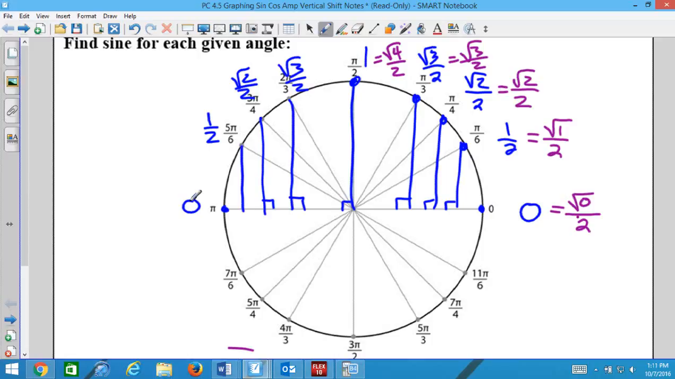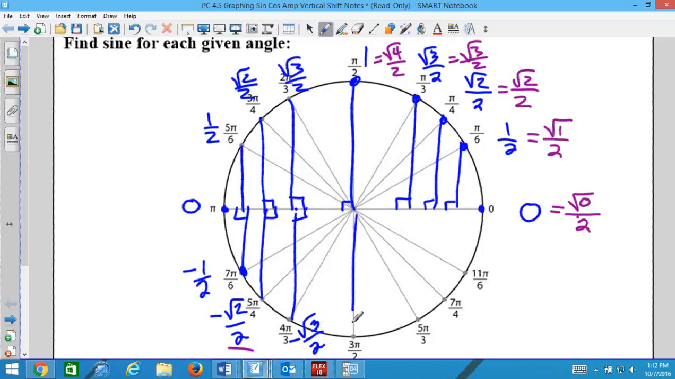After 180 degrees, after pi, 7 pi over 6, the next one down, my y value is negative 1/2. It's a 30-degree reference angle, and it is in the third quadrant. So this one, same as right above it, only it's negative. So negative square root of 2 over 2. Next one, negative square root of 3 over 2. And then this one down here at 270 degrees, or 3 pi over 2, that's negative 1. We're going down 1.